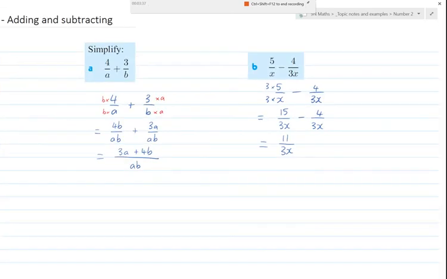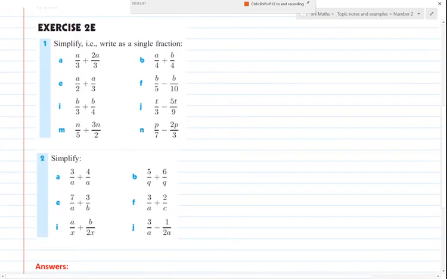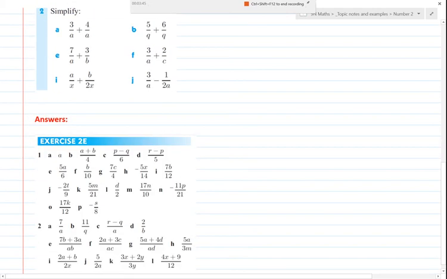Okay, so hopefully you get the hang of those. Your work is in OneNote today rather than your textbook. So have a go at those ones there, and the answers are underneath.